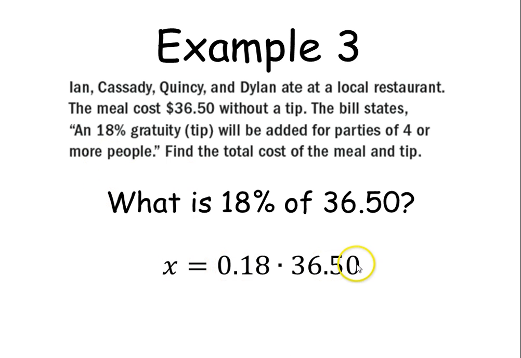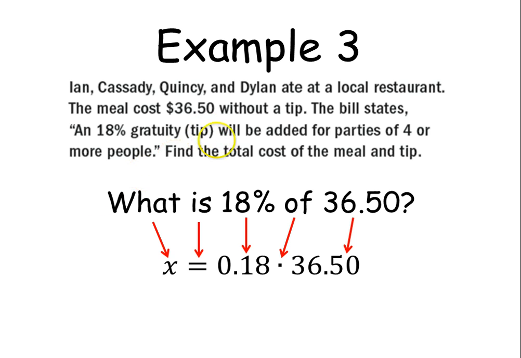So here's the equation we're going to get. The what is the x. We don't know what number we're looking for. We're going to find that out. The is equals. The 18% is 0.18. That's converting, once again, a percent to a decimal. The of is multiply, and then the 36.50 just stays as 36.50. It's already a number as it is.